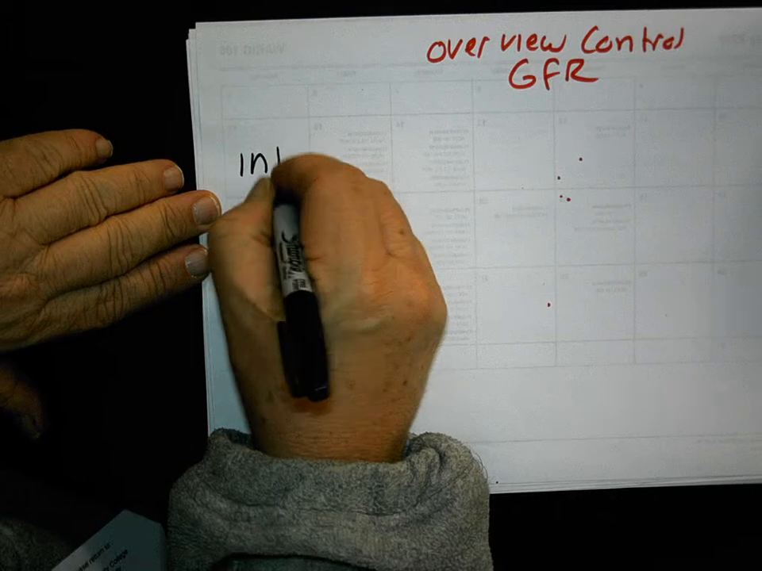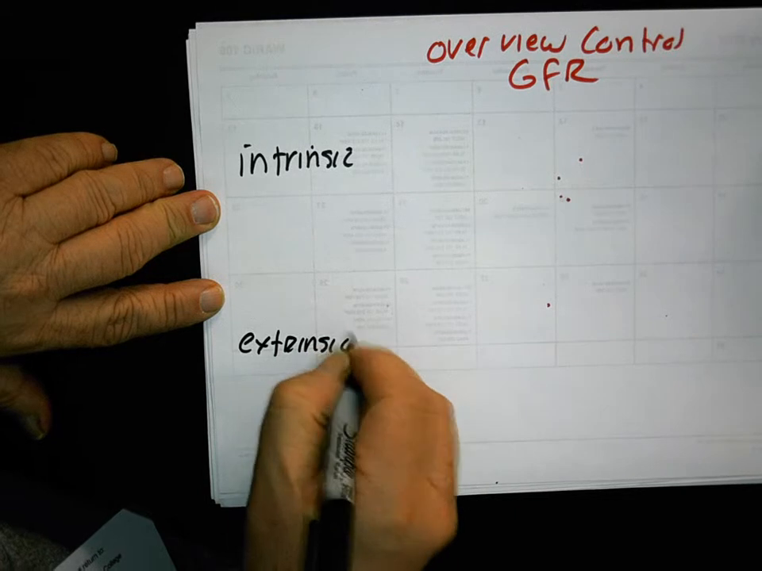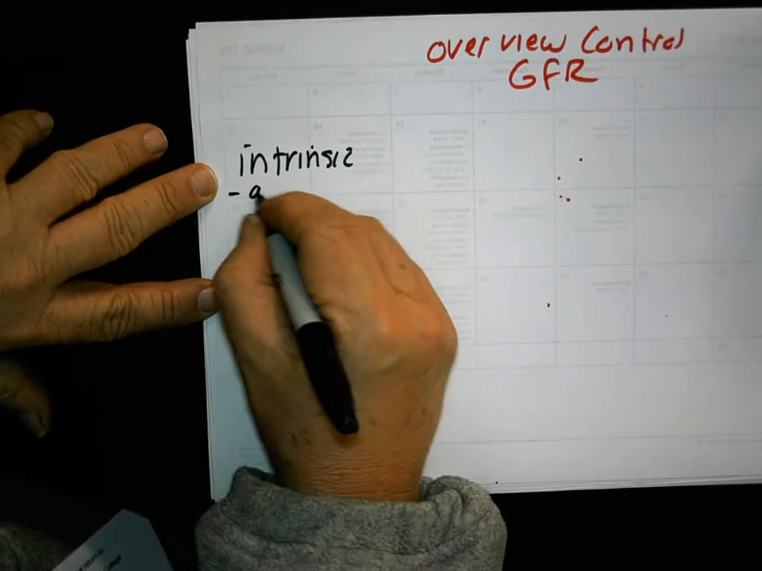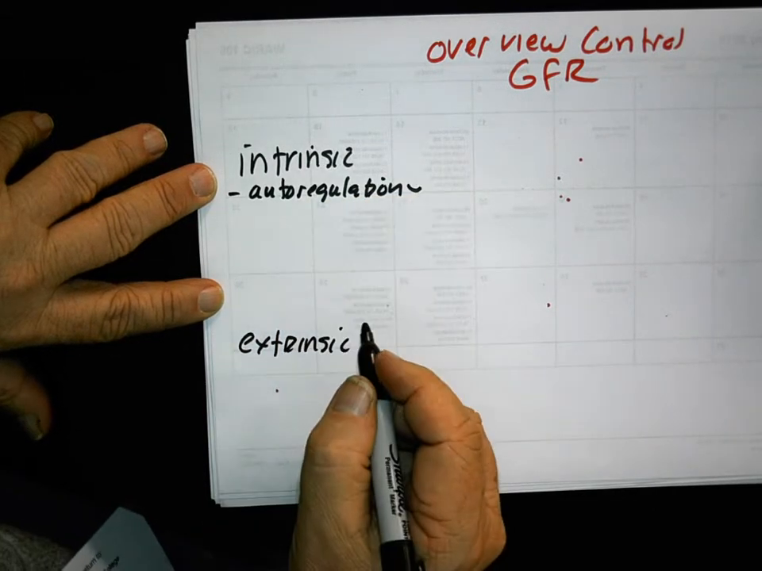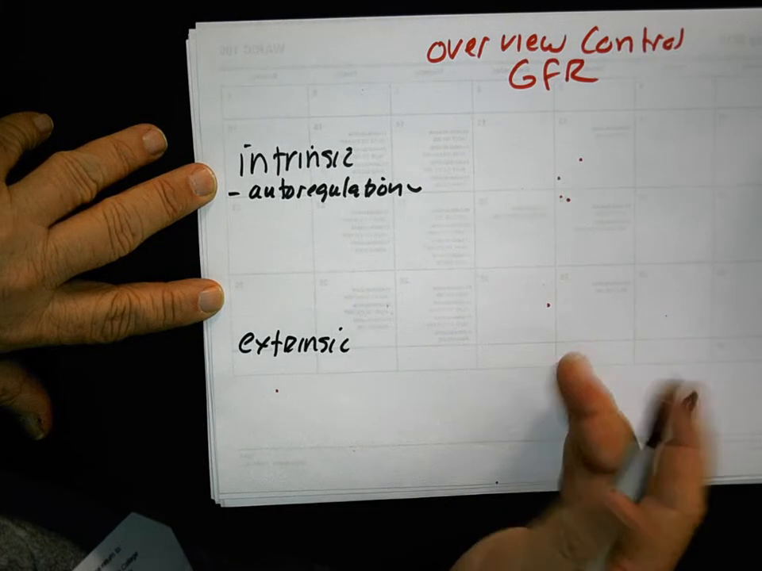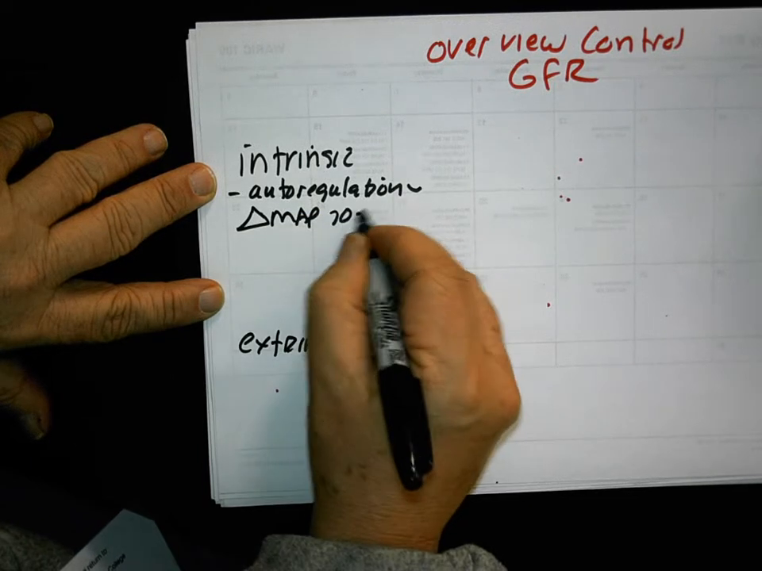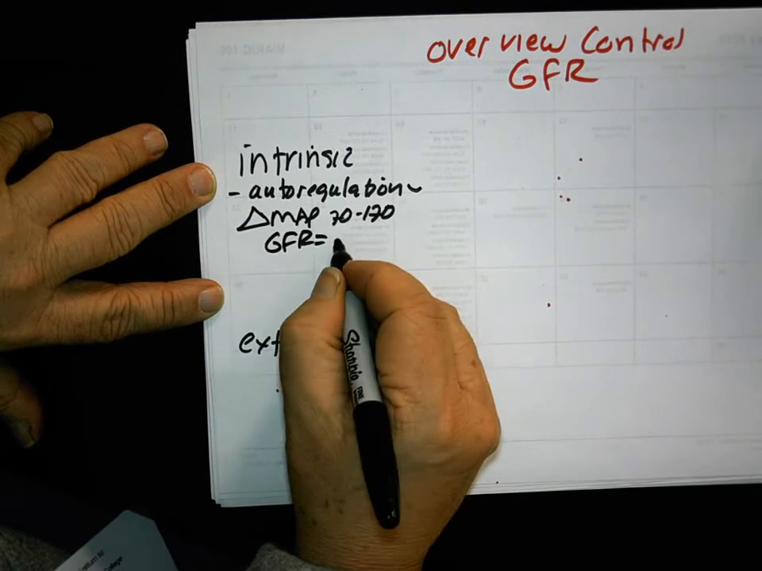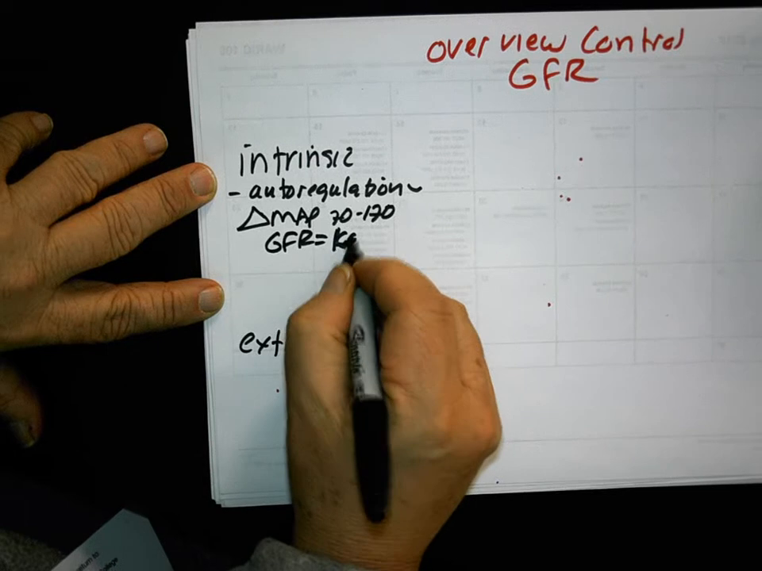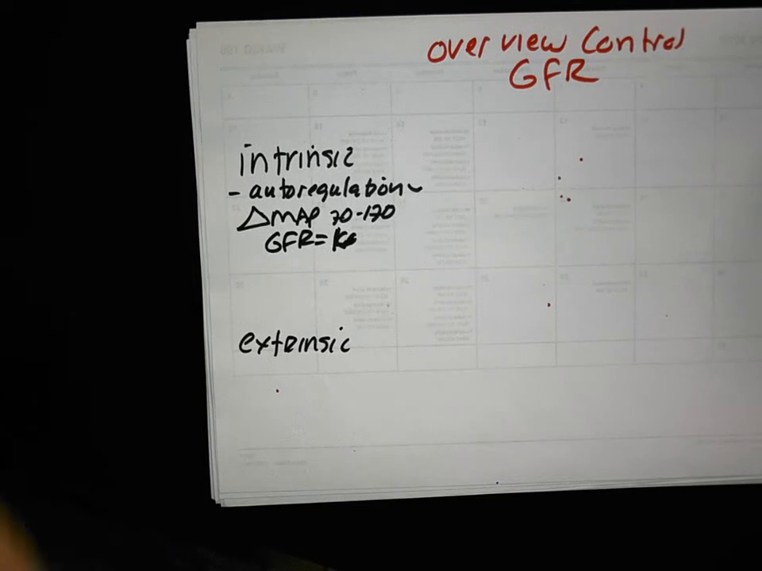Glomerular filtration rate is controlled by two main mechanisms, right? Intrinsic and extrinsic. The intrinsic is considered autoregulation, which will keep the filtration rate constant with a change in the mean arterial pressure. Delta means change. Between 70 and 170, around those levels, will keep glomerular filtration rate constant. Okay, constant. If your mean arterial pressure drops below 70 or goes above 170, you're expecting significant changes then.